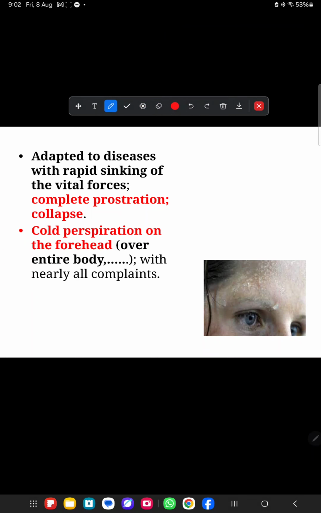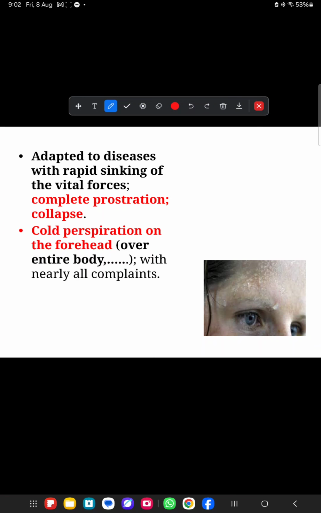Adapted to diseases with rapid sinking of vital force, complete prostration and collapse. Why? The person has a rapid sinking of vital force because this Veratrum album patient is suffering from cholera, a severe type of cholera. If the patient has cholera, what are the other symptoms? Vomiting will be there, diarrhea will be there, and because of so much diarrhea and vomiting, it will lead to weakness of the whole body. It will lead to dehydration of the whole body, and you will find collapse of the whole body.